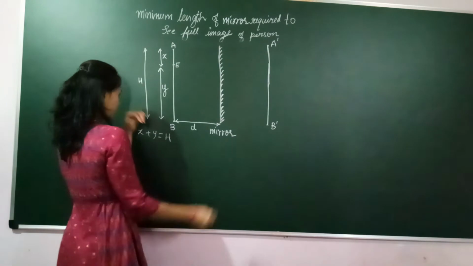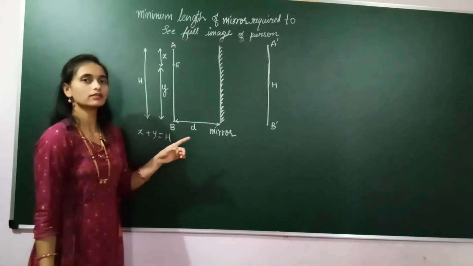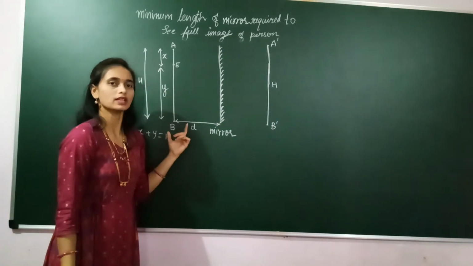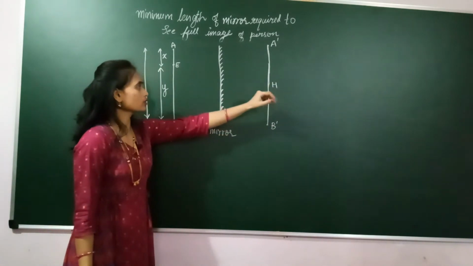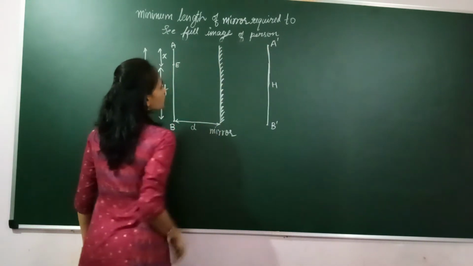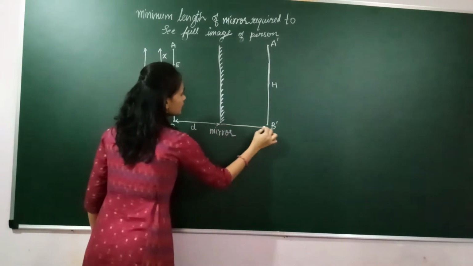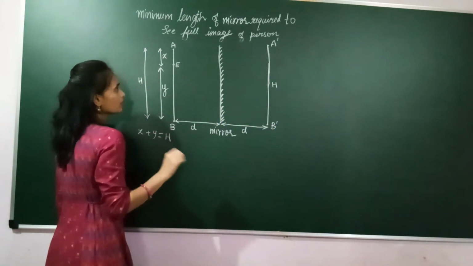So this is the height of the image, and this height is also H, because the condition is that the object size and the image size are the same in the case of a plane mirror. So the image height is also H, and this distance on both sides is equal. Here I will write the distance as D. Now we want to calculate the minimum length.